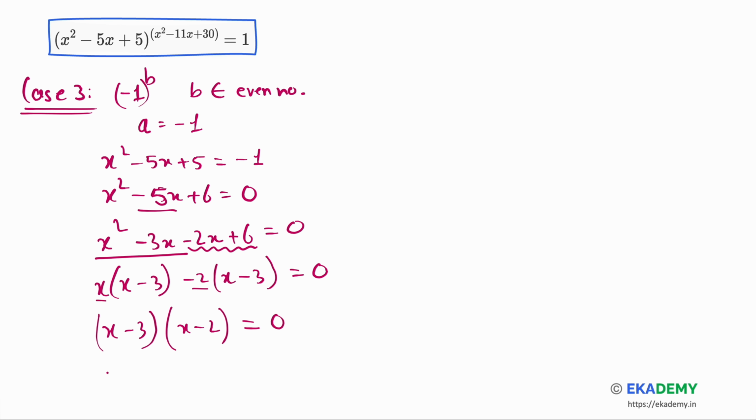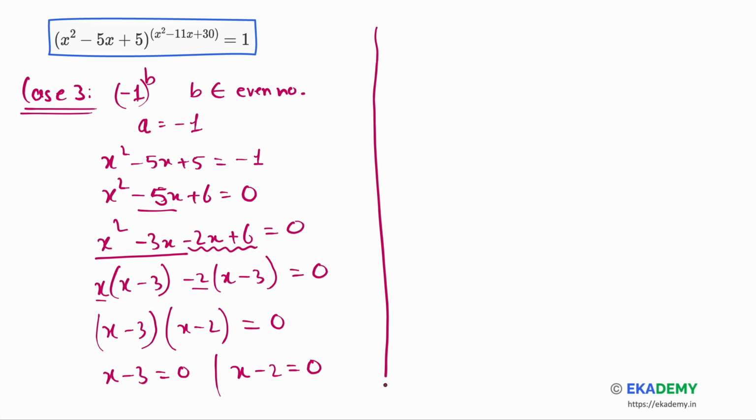So, now we know that either x minus 3 is 0 or x minus 2 is 0. So, if x minus 3 is 0, then the value of x will be 3, right. And if x minus 2 is 0, then the value of x will be 2, right.